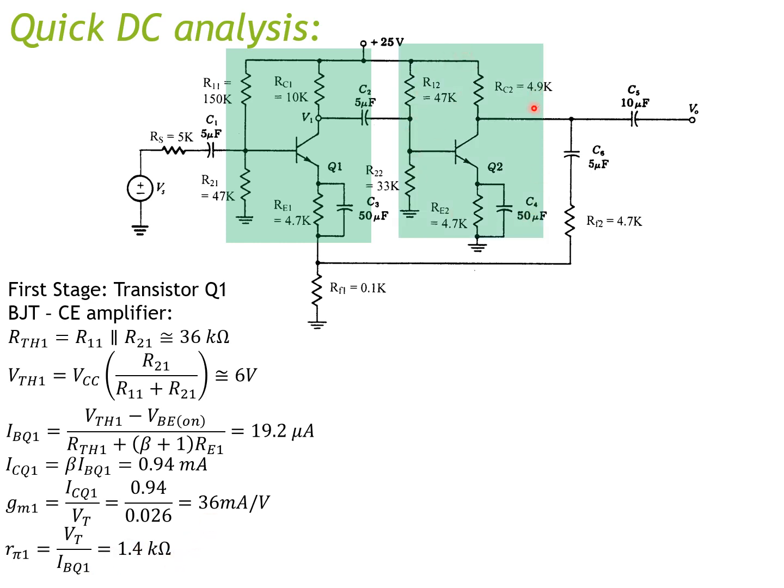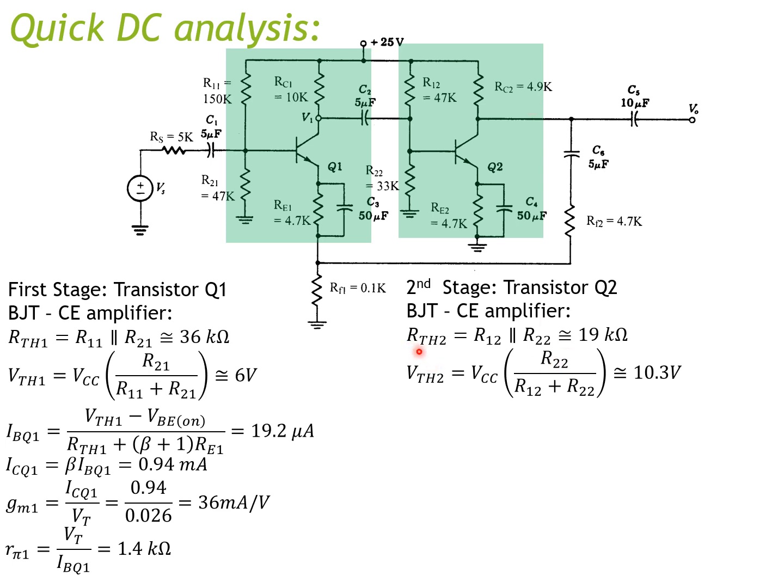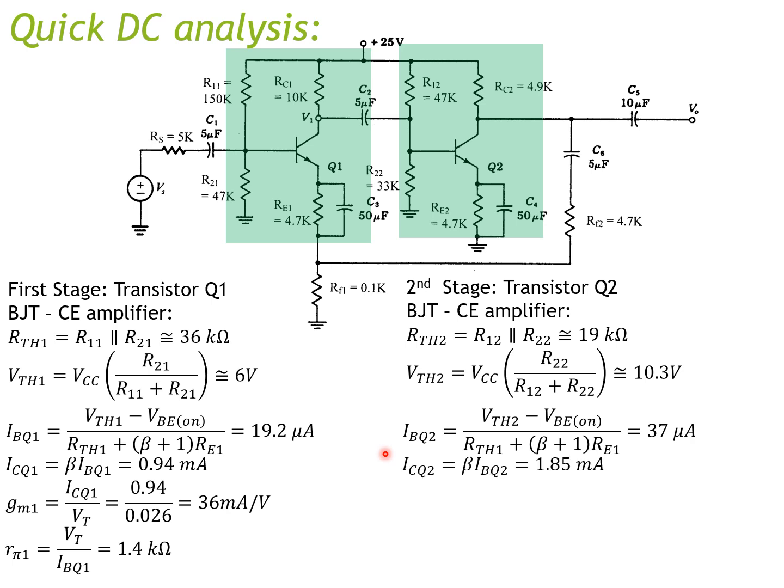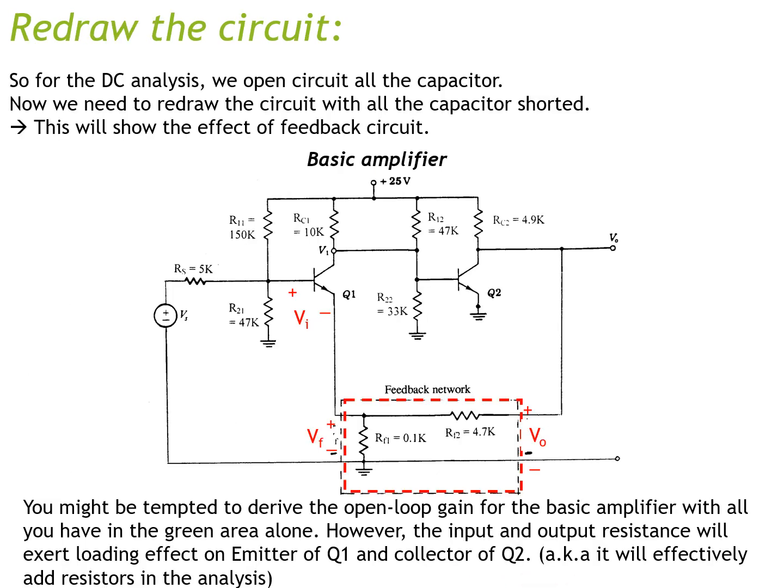Now you do the same thing on the second stage. Calculate your R-Thevenin and V-Thevenin for the second stage to be 19 kilo ohms and 10.3 volts respectively. Now you can use the same method to calculate your base current to be 37 microamperes at the Q point, and your collector current to be 1.85 milliamperes at the Q point. You can now calculate your GM2 equal to 71 milliamperes per volt, and your R-pi2 equal to 0.7 kilo ohms.